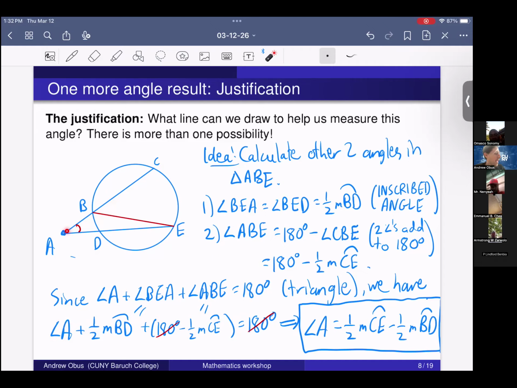Okay, so this shows me that angle A is half of the big arc minus half of the smaller arc, which is exactly what the theorem says. So in this way, we see that drawing this extra line BE actually gives us enough information to calculate angle A. Okay. Questions?